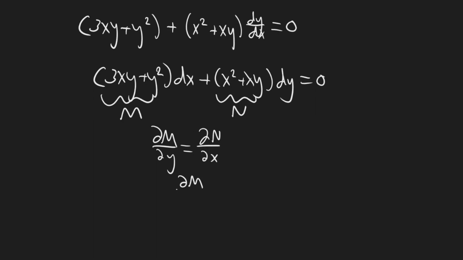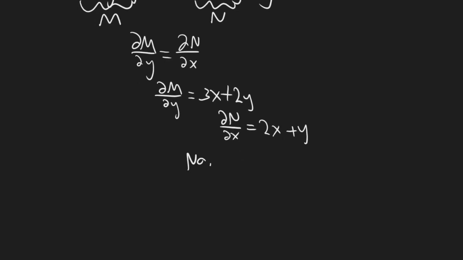So we need to make sure that this statement is true. So we'll start just by finding partial m, partial y. And of course, m is right here, so partial y is just going to be 3x plus 2y. Okay, and then so what's partial n, partial x? Well, n is right here, so 2x plus, and then just y. So actually here, they're simply not the same. So partial m partial y does not equal partial n partial x.